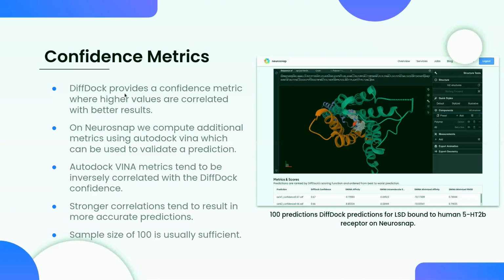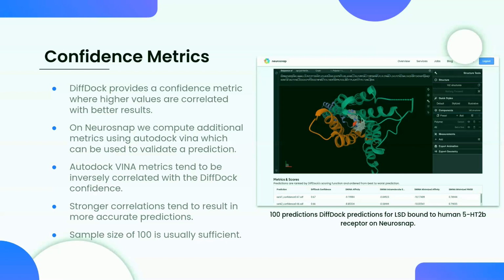Finally, here are some of the confidence metrics. DiffDock on its own provides some confidence metrics where higher values are correlated with better results. And on Neurosnap, we compute additional metrics using AutoDock Vina, which can be used to validate a prediction. AutoDock Vina metrics tend to be inversely correlated with DiffDock, with the exception of the intramolecular energy. And stronger correlations tend to result in more accurate predictions, at least from what we've observed so far.